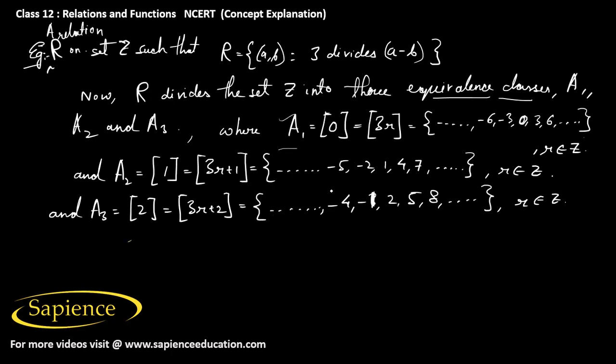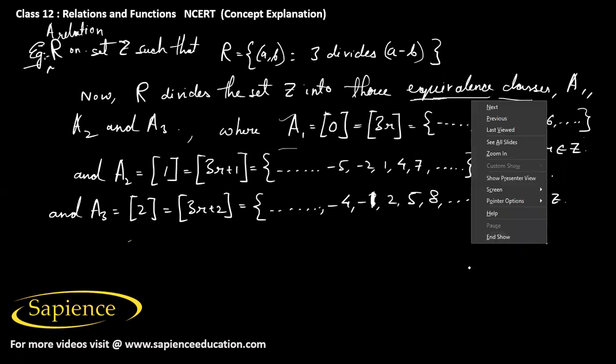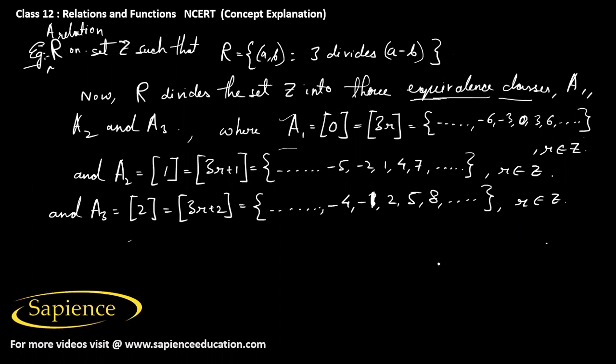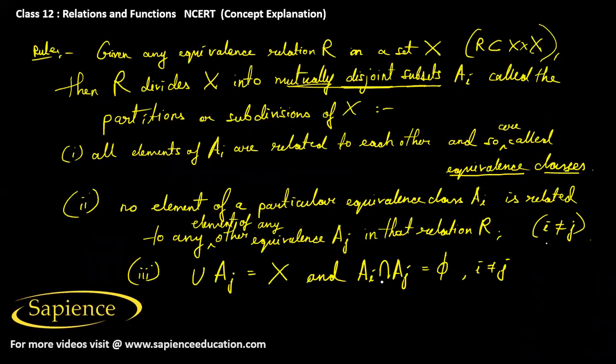So hope you have understood that whenever we have an equivalence relation R on some set X, we can separate that set into equivalence classes which are mutually disjoint. It means that Ai intersection Aj should be phi. So they should be mutually disjoint subsets of the set X, and Ai should obviously be a subset of X for all i.